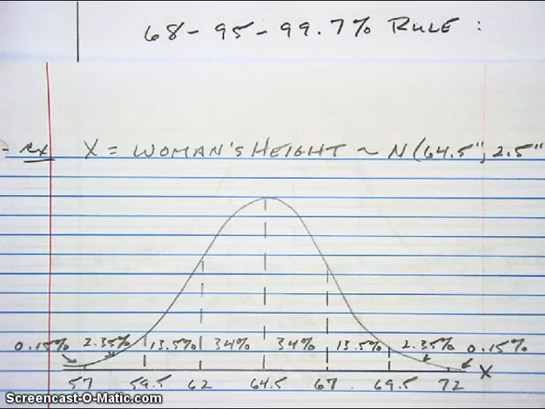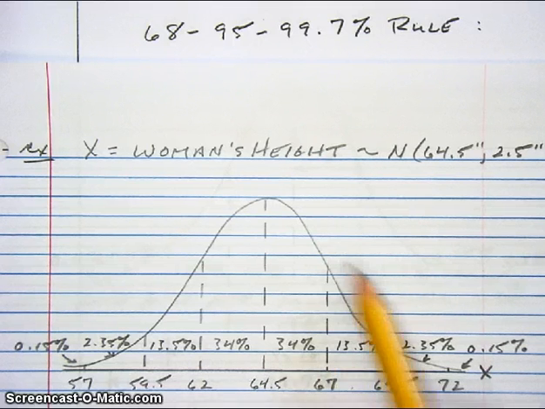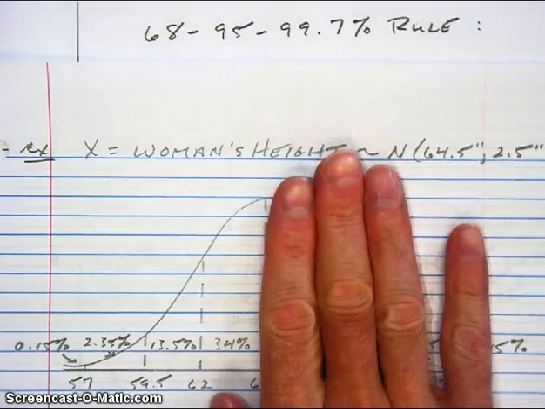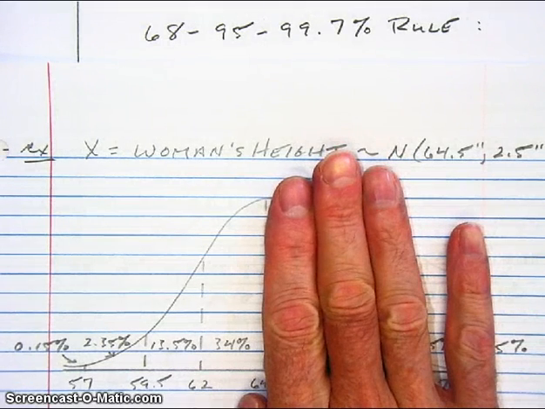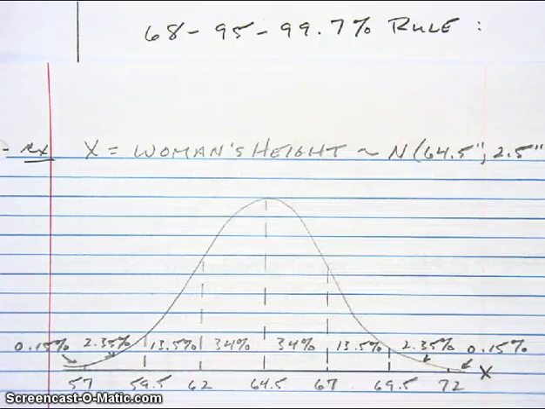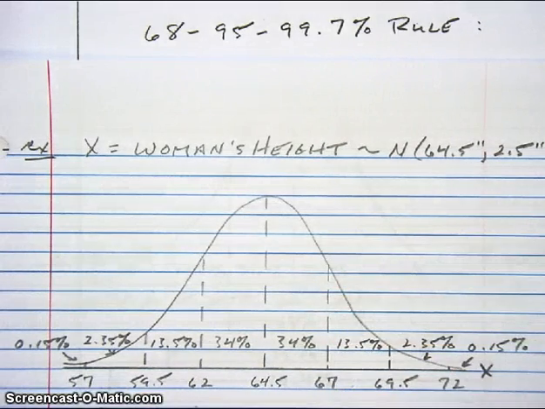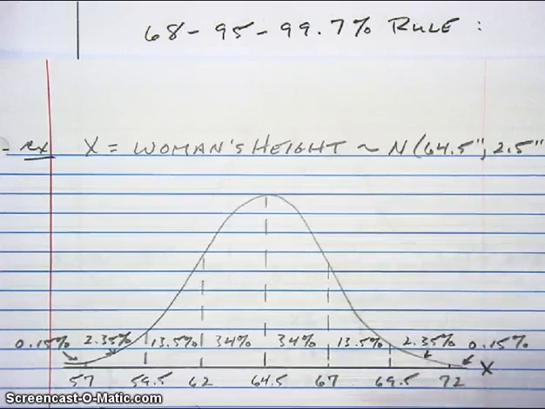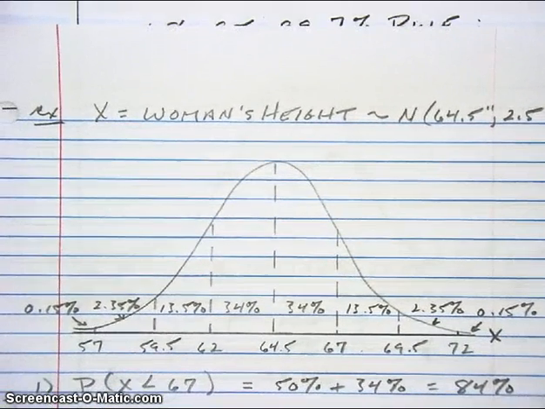Now we might be interested in asking questions. For instance, what proportion of all these women's heights are less than 67 inches? Well, we can answer that question. We know automatically the mean is at the 50th percentile. All these areas to the left add up to 50%, and we could just add that 50% to that 34%, and we would get 84% as the area to the left of 67, and that would be the proportion of all women's heights that are less than 67 inches.